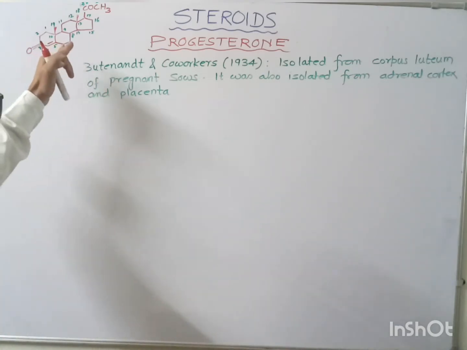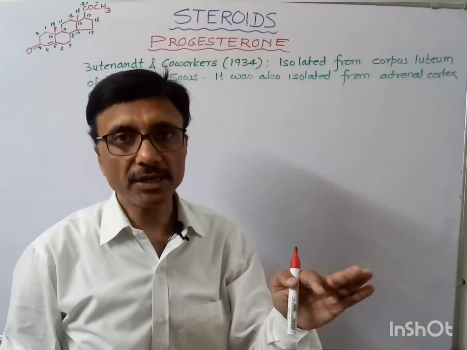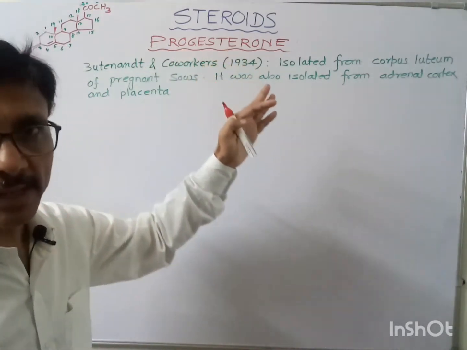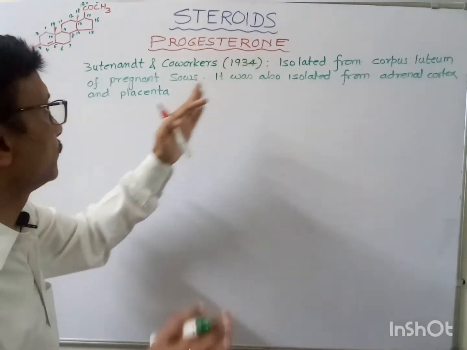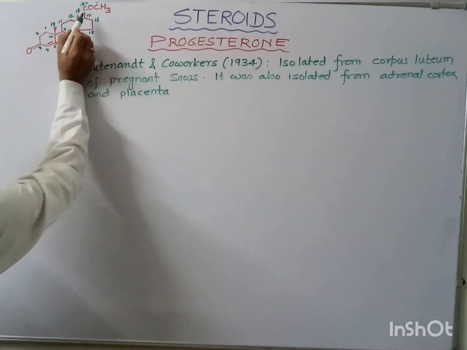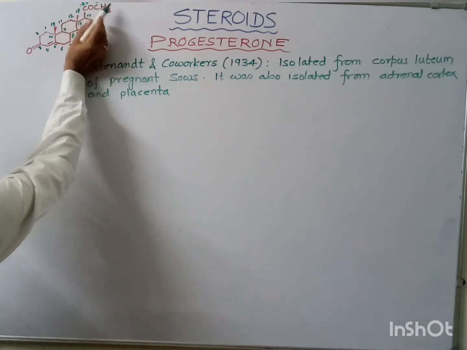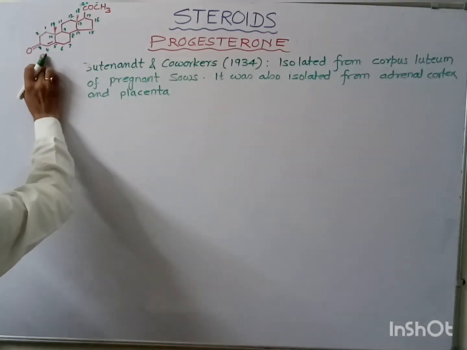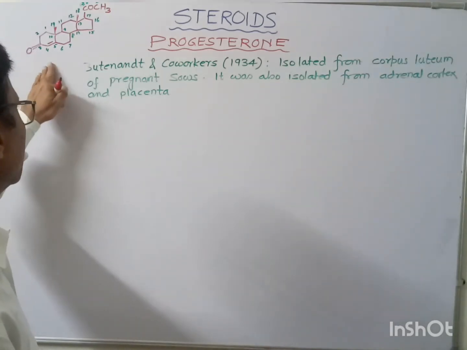So it corresponds to this pregnane nucleus having 21 carbon atoms, and this progesterone has the pregnane nucleus, and it has two keto groups. One keto group is present at the third position, whereas the other keto group is present at the 17th position, in the form of this side chain. And one double bond is present at the 4 and 5 carbon atoms.